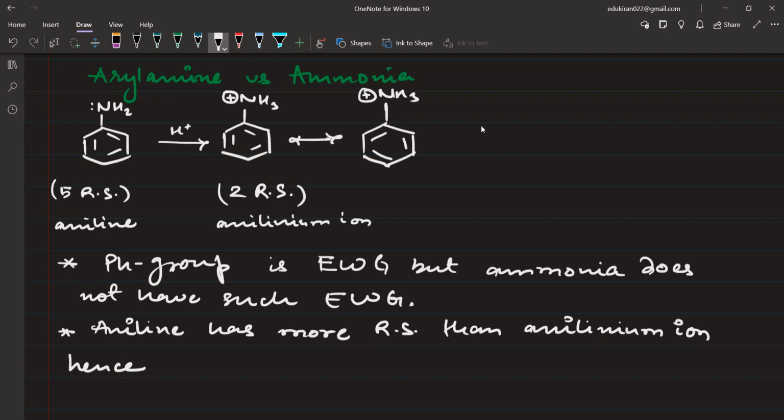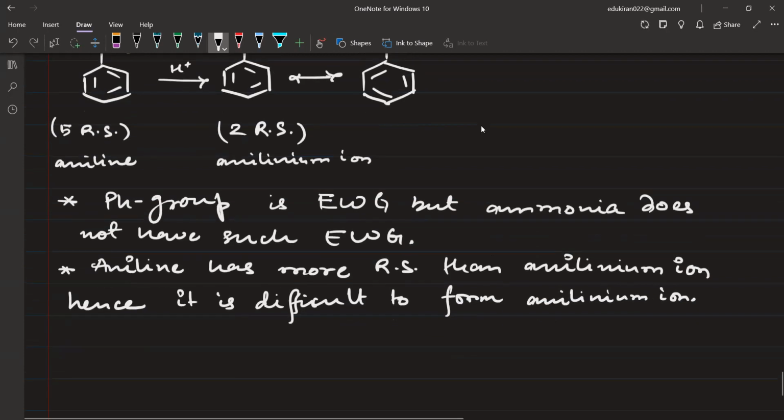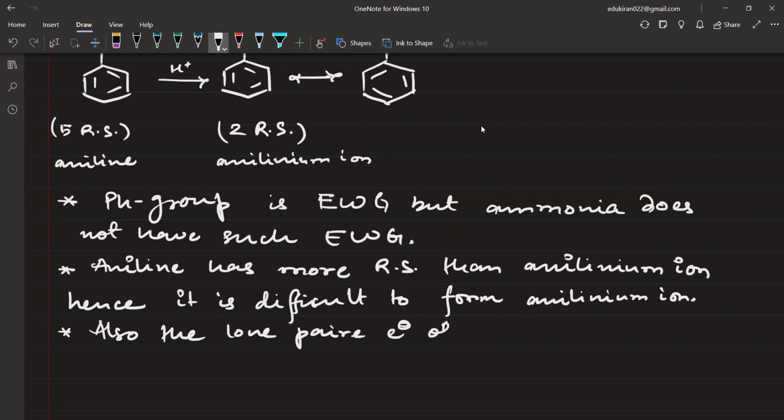Hence, it is difficult to form anilinium ion. तीसरा पॉइंट लिख लीजिए. Also, the lone pair of electrons of aniline is delocalized and less available.